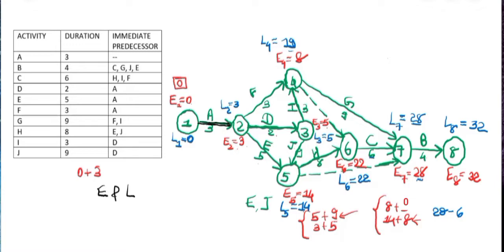Now we'll check where the E and L values are same. So as we can see, for the node 1 and node 2 we have E and L values same. I'm showing it by double arrow. Then for the node 2 and node 3 also the E and L values are same. Then for the node 3 and node 5 also the L and E values are same. Wherever the E and L values are same, connect that using a double arrow.